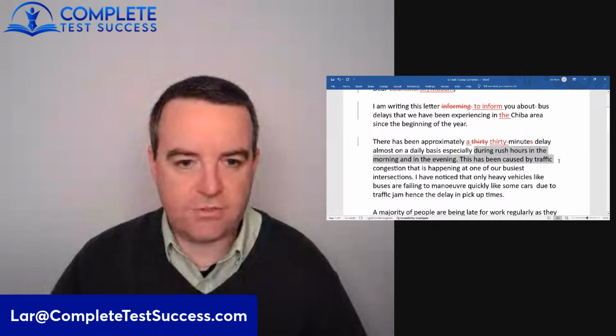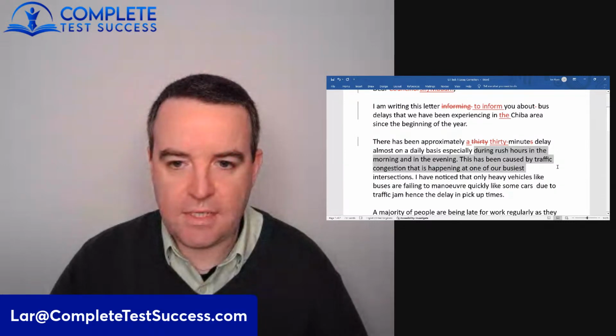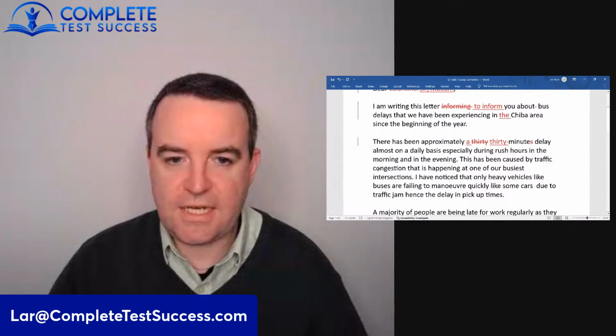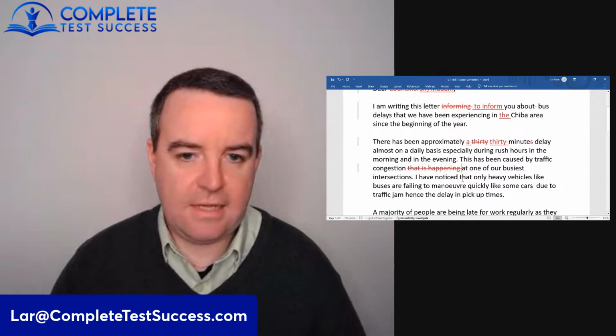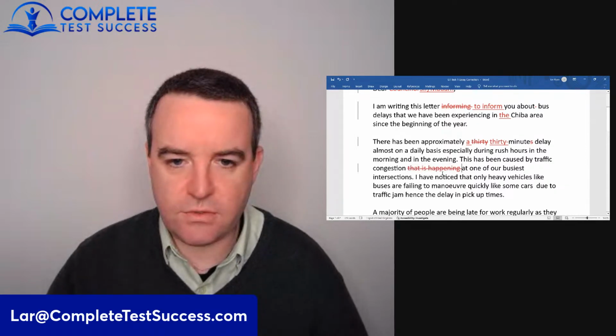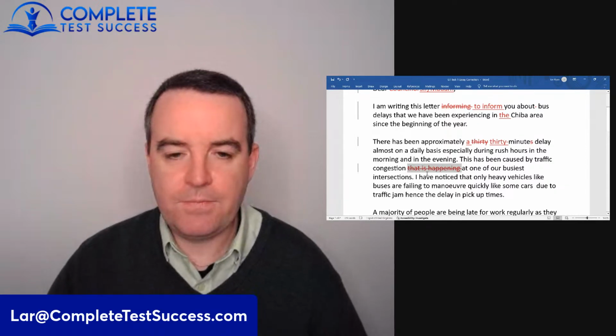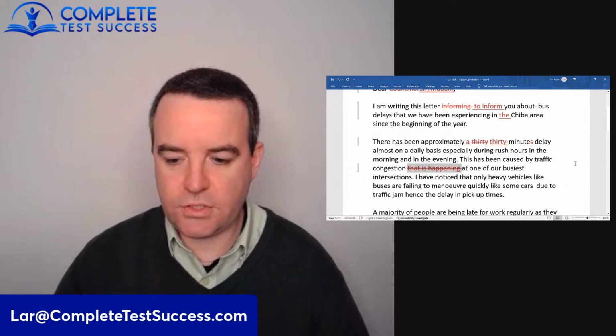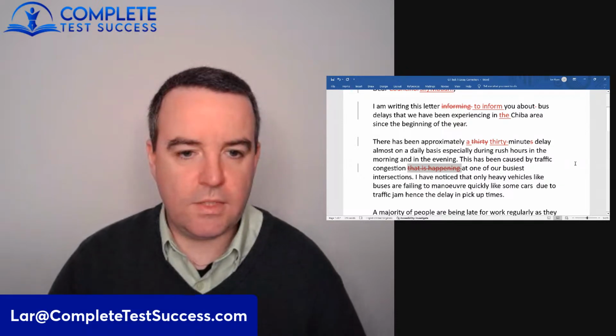This has been caused by traffic congestion that is happening at one of our busiest intersections. We wouldn't really say traffic congestion that is happening. We would just say traffic congestion and then at one of our busiest intersections. So there's no need for that is happening. I mean, grammatically it's correct, but it's just not how we would normally express that.